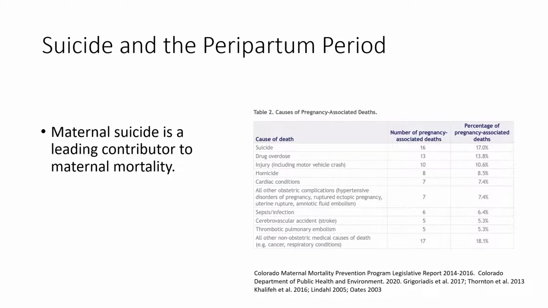So this graph here is from the Colorado Maternal Mortality Prevention Program legislative report, which includes data from 2014 to 16. And you can see that the number 1 and 2 causes of death among perinatal Coloradans during this time period were suicide and drug overdose.